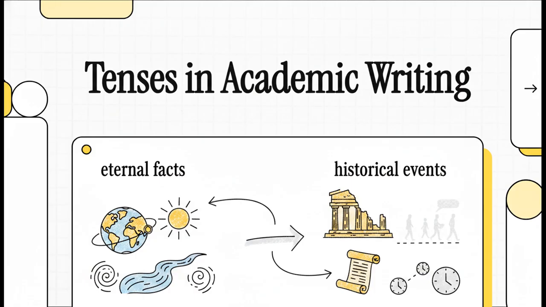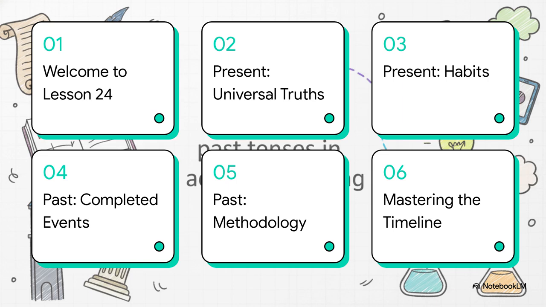So we're zeroing in on lesson 24 of our materials. The mandate here is super clear. We've got to separate eternal facts from historical events. We're going to look at exactly how to wield the present and past tenses to bring clarity, accuracy, and absolute authority to your research. Okay, let's dive right into this.